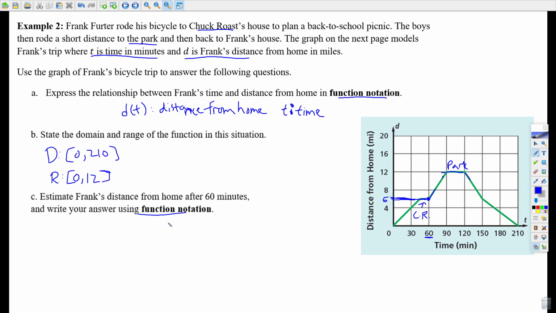So let's write it in function notation. We would say D of, remember, it's up here, T. T is your time. So D of 60 minutes equals his distance. So D of T equals the distance from home, which would be 6. I hope you can understand where the numbers go. The 60 minutes is your T, so it goes in for T here.